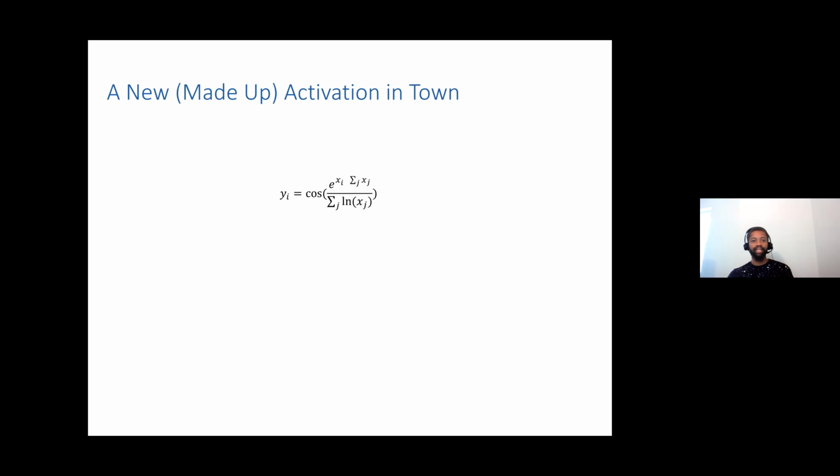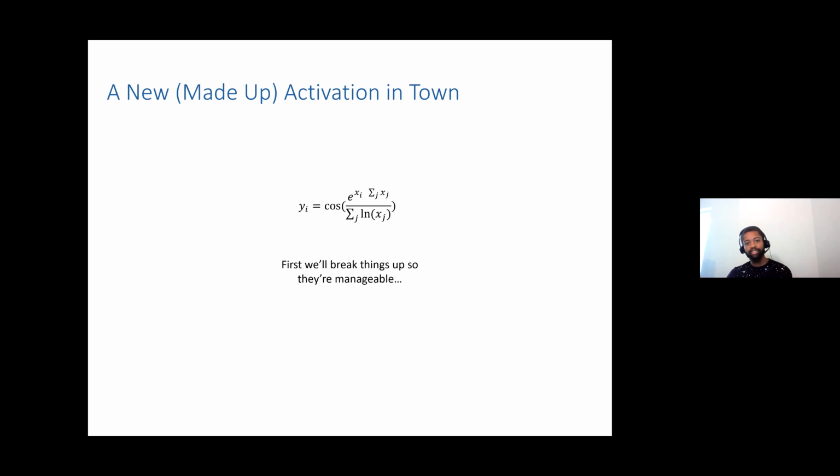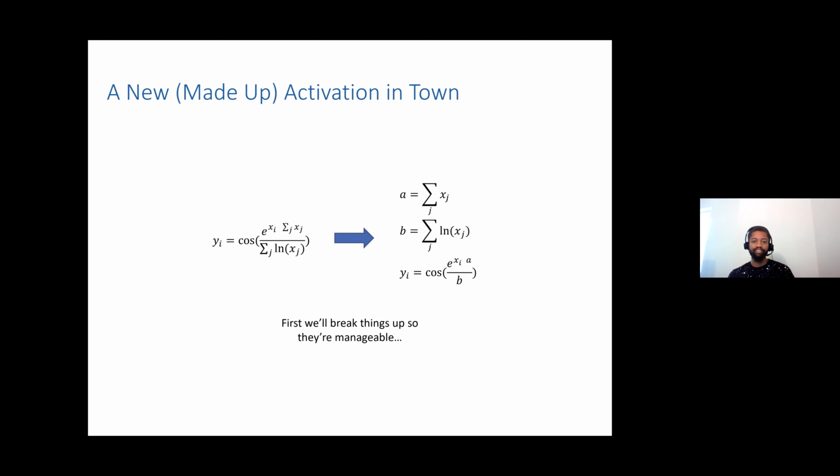So here we're going to have some made up activation. Here I've shown what this layer might look like. This example is just going to have 3 inputs and 3 outputs, so x1 through x3 and y1 through y3. And it's going to be a vector activation. That just means that each input affects multiple outputs. The goal is going to be to calculate the derivatives, or the gradients, of the loss with respect to each of the inputs. So the first step is going to be to break things up so that they're a little bit more manageable. The exact way in which you do this isn't super important, but I've taken all the sums out.